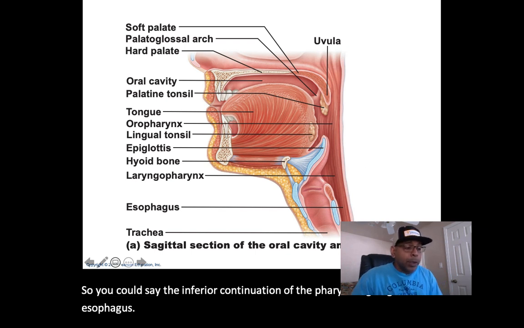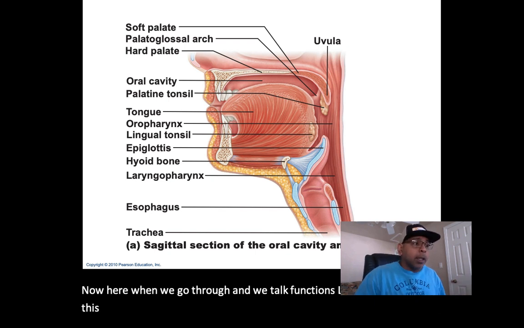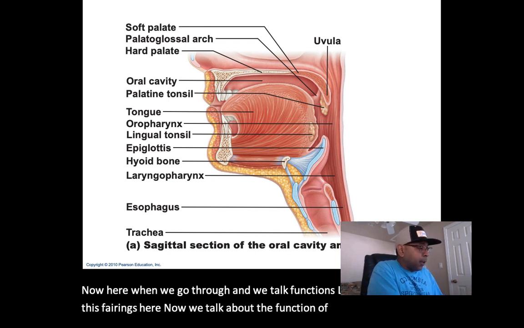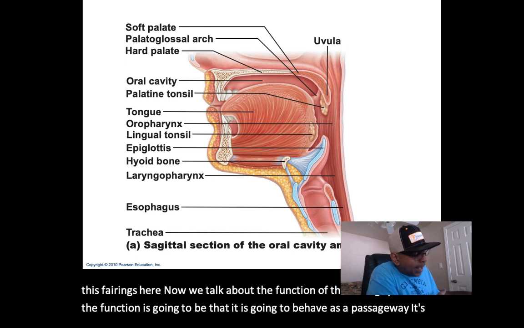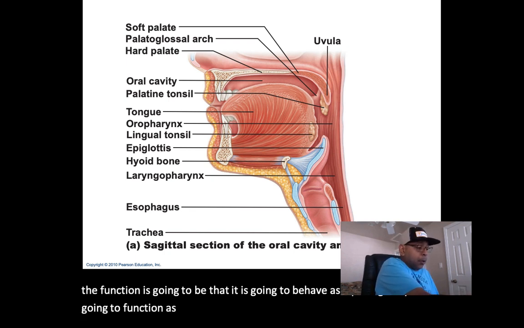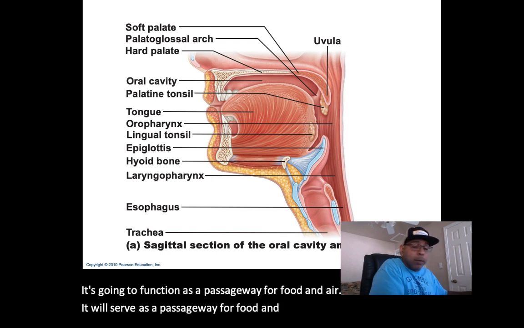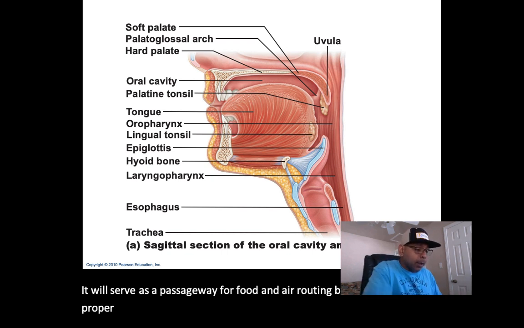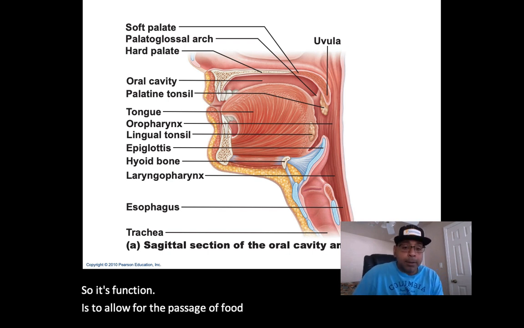Now let's talk functions of this pharynx. When we talk about the function of the pharynx, you'll see the function is that it is going to behave as a passageway. It's going to function as a passageway for food and air. It will serve as a passageway for food and air, routing both of them to their proper places. So its function is to allow for the passage of food, fluids, and air.